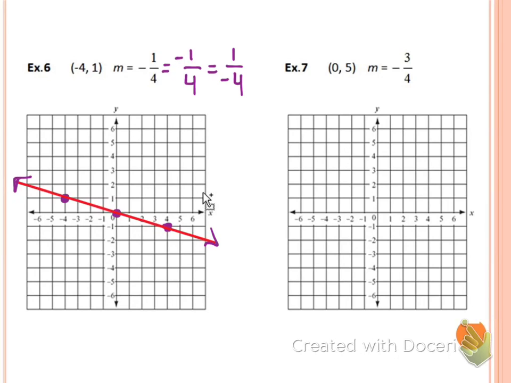Questions about number 6? All right, on number 7, we first need to plot the point 0, 5. Kion, where is that point? Start at the origin, go up 5. Very good. We do not move left or right on that one. All right, then we have to use our slope, negative 3/4, to get another point. Again, the negative can be given to the top or the bottom, but not both.